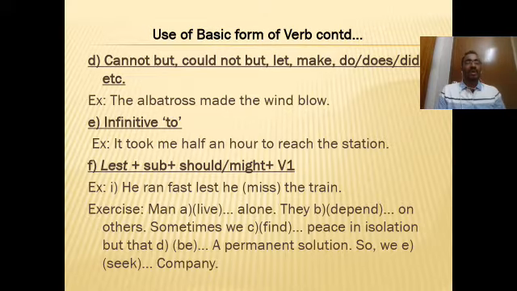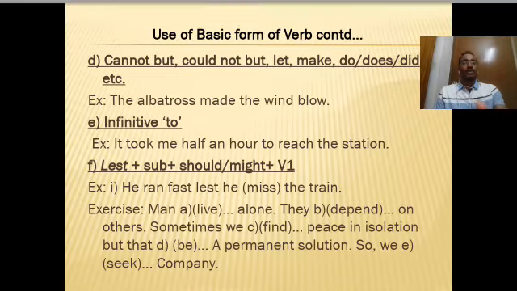So after lest we use one subject, and then we should give one modal, that is should or might, and then we will use the basic form of verb or verb 1. So you see, he ran fast lest he missed the train. So here we can answer it like this: he ran fast lest he should miss the train, or he might miss the train. So let's have a revision.